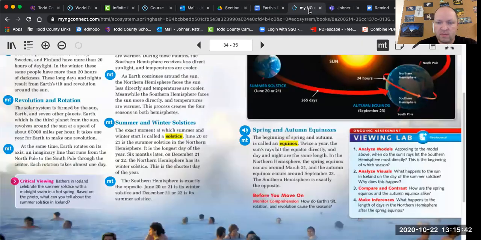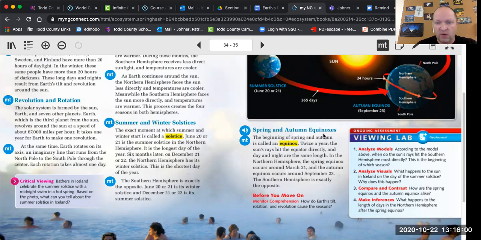Equinox. Happens twice a year, spring and autumn. There's equinox right there. Okay, and there is a difference between the two. Solstice, when summer and winter start, they're not equal in length. Okay, one's the longest day of the year, one's the shortest day of the year.